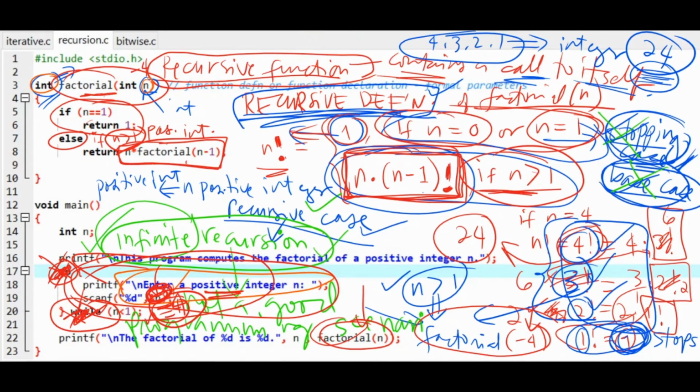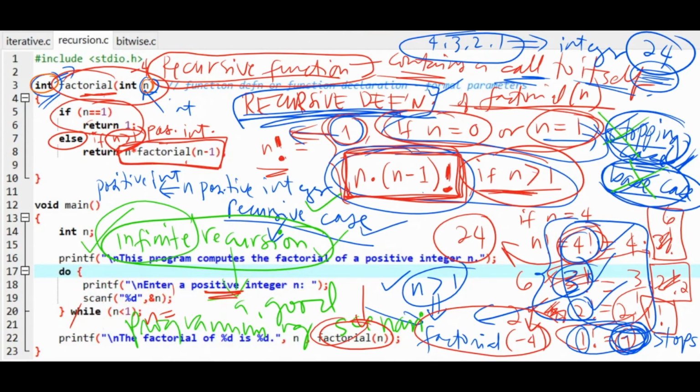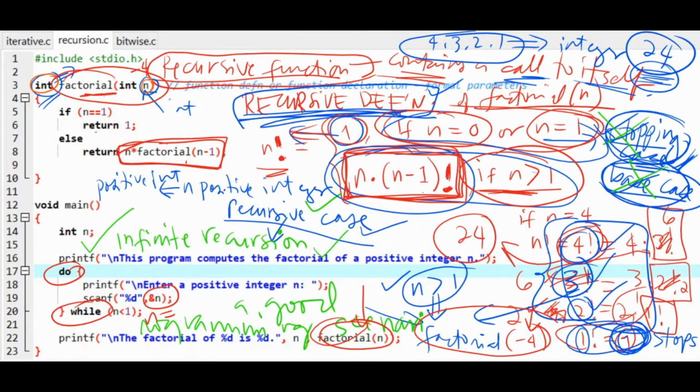But since we already make sure from the main function that the user input for n is positive by using this do-while loop, then we are safe to say just the else. We don't have to check if it is positive because it is already made possible in here that the input should be a positive integer. So no need to put the filtering here or the checking if n is greater than 1. Okay, no need for that.